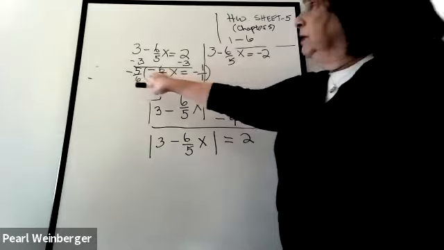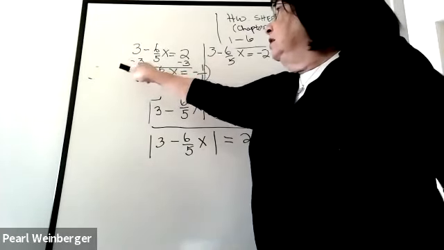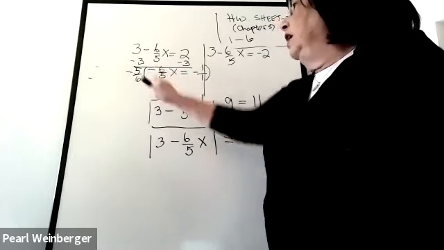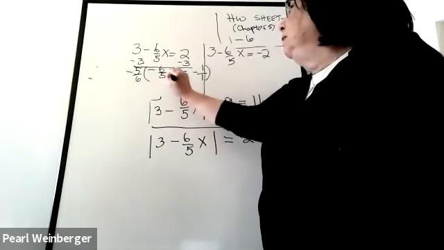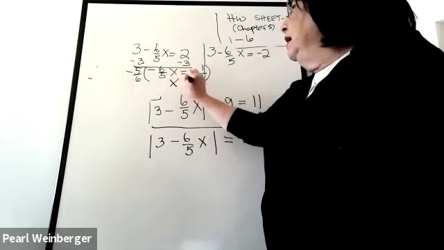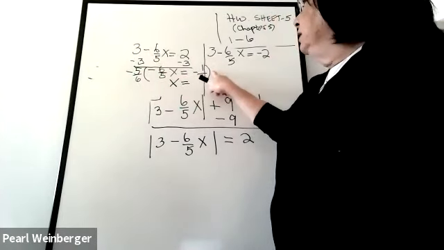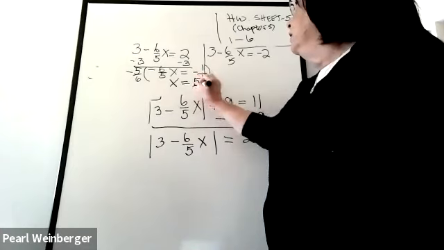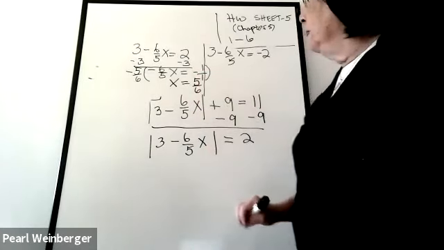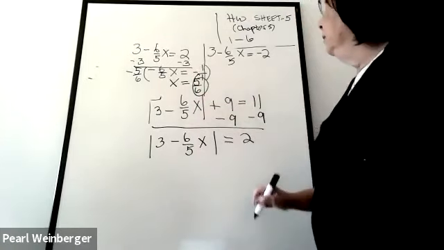Now, when I multiply by negative 5 over 6, the 5 will cancel out with the 5, and the 6 will cancel out with the 6. And the negative times the negative will give me positive, so that'll give me x. And on the other side, I have negative 5 over 6 times negative 1, which gives me positive 5 over 6. So one answer to this is 5 over 6.